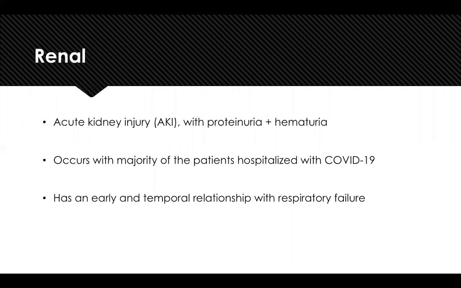So in acute kidney injury, if you're talking about labs, if you do a urine DR, which is a urine detailed report, of someone who has COVID-19, particularly severe or hospitalized COVID-19, it's very common to see proteinuria. Proteinuria is just the presence of protein in your urine. Hematuria is the presence of blood in your urine, that is RBCs, sorry. WBCs would be pyuria. And it occurs in the majority of patients hospitalized with COVID-19. So it has a very early and temporal relationship with the respiratory failure associated with COVID-19.